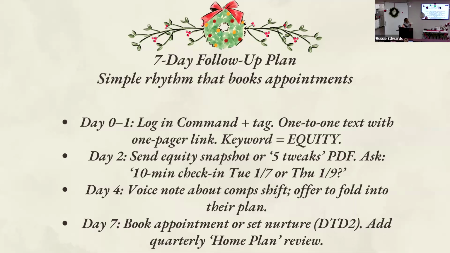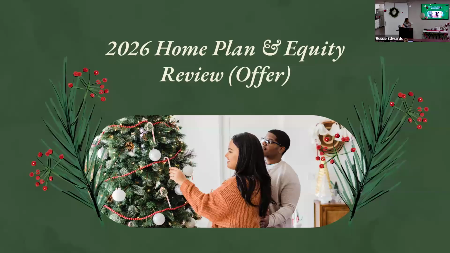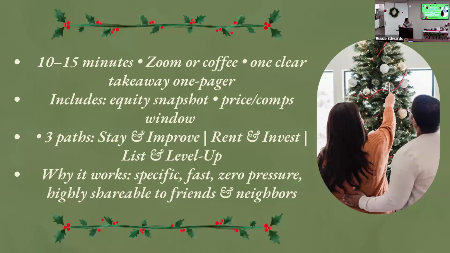And then you're going to add a quarterly plan home review. So you're following up with them on whatever it was that you sent to them. The 2026 home plan and offer review is something you can do for those quick 10 minutes. So it'll be a 10 to 15 minute Zoom or coffee, a clear 1-page takeaway. And that 1 page, again, could just look like, hey, if you wanted to stay and improve, here's some ideas. And I would just take notes as you're talking to them if you're doing that quick 10-minute check-in.